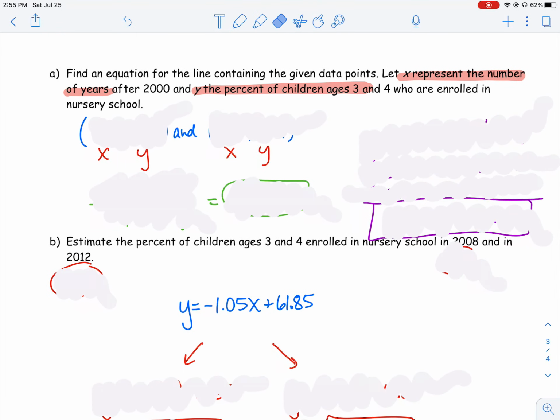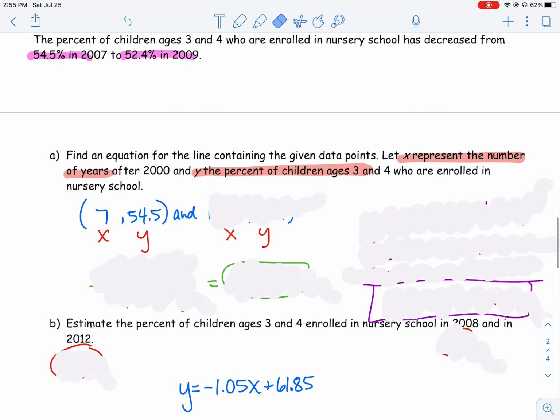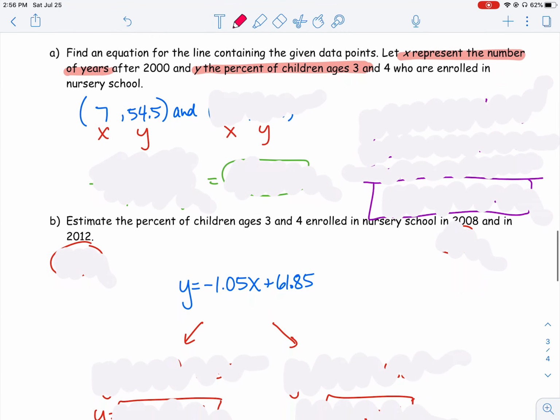So my first ordered pair would look something like this: 7, 54.5. You notice that I didn't put 2007, because the problem told me to represent X as the number of years after 2000. So if I'm talking about 2007, it's really 7 years after. So I'm going to use 7 instead of 2007. My X value of that coordinate would be 7. My Y value would be 54.5. That's the percentage of students. So what do you think the coordinates of that second data point would be? Did you say 9, 52.4?